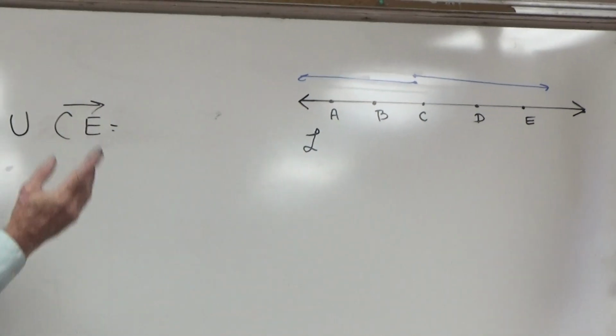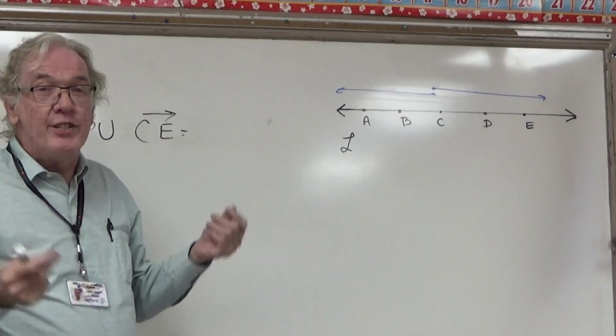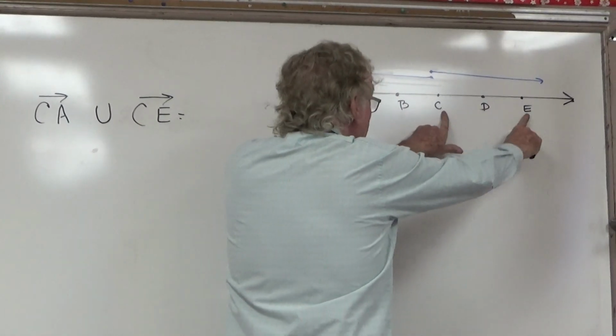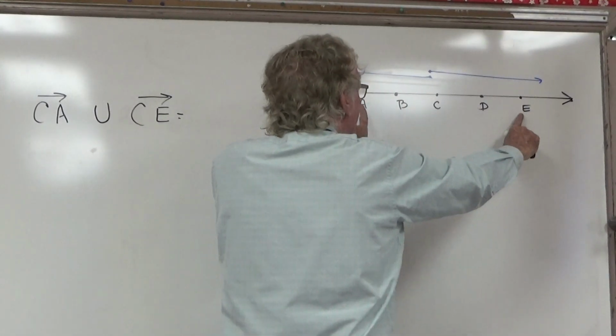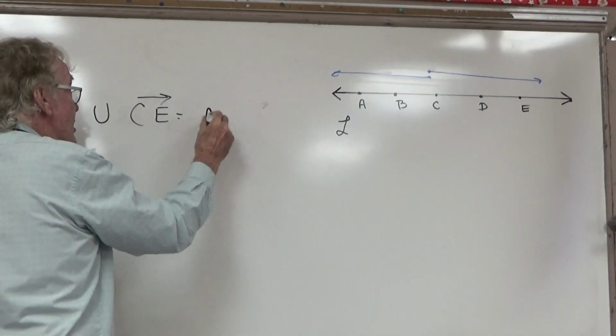Now, how could I name that line? A line is named by 2 points from that line. I like to use the outside points, but you don't have to. You can call it line BD, or line CE, or line AC, but I'm gonna call it line AE. To me, that's the best way. Although they're all really equivalent, I'm gonna call it line AE.